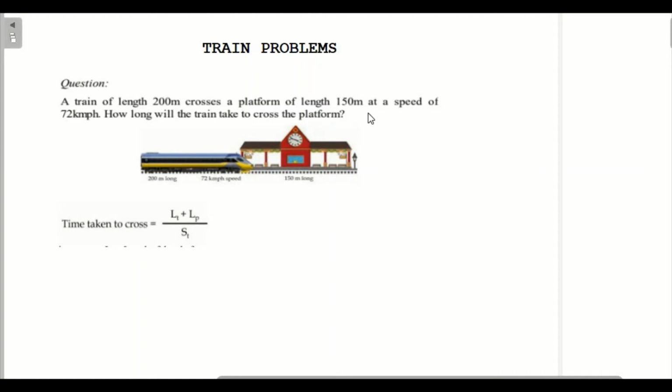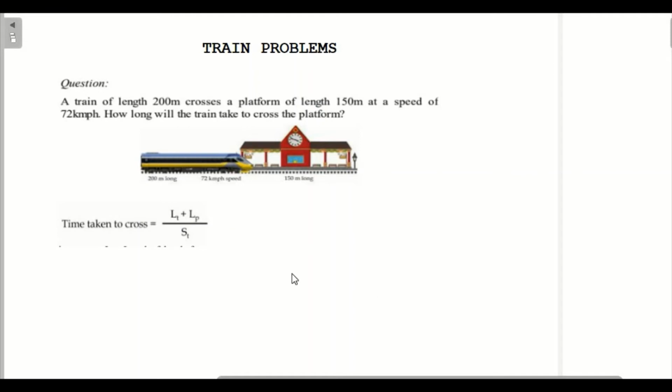A train of length 200 meters crosses a platform of length 150 meters at a speed of 72 kilometers per hour. How long will the train take to cross the platform? So we have to find the time for crossing the platform. Here we have the formula: time = (LT + LP) / S.